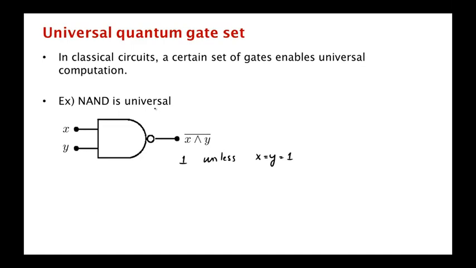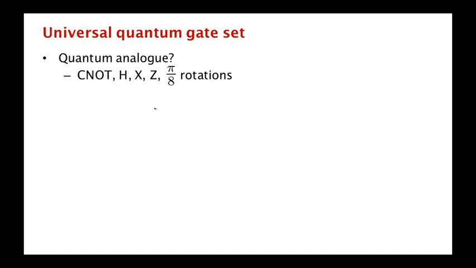Is there a universal family of quantum gates? And it turns out that there is. There are various families of quantum gates that are universal, but for our purposes, the gates that we saw: CNOT, Hadamard, X, Z, together with a pi by 8 rotation. If you have just these 5 types of gates, then the claim is you can implement any quantum circuit that you want.